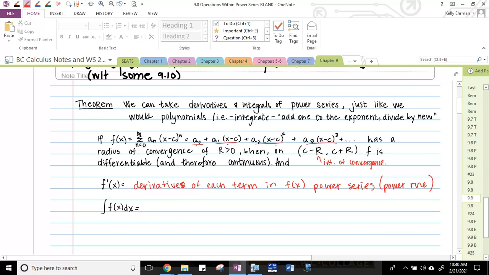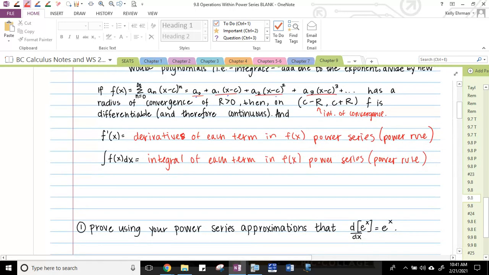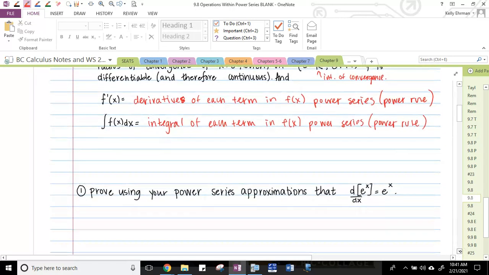And then the integral of f of x dx would be integrating the integral of each term in the f of x power series. And again, you would just be using, I think of this still as the power rule for integration. All right, so if you want the formal thing for that, we'd be writing out the terms and taking derivatives, but okay, so what does that mean?